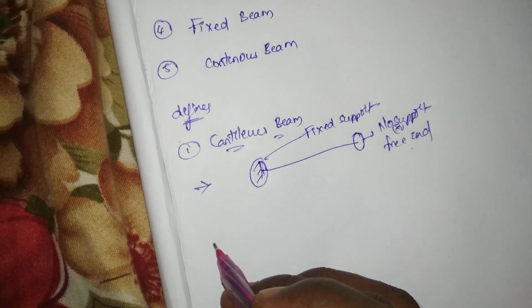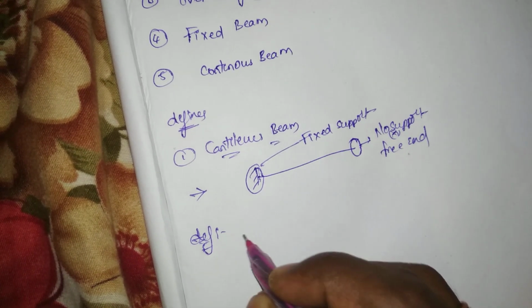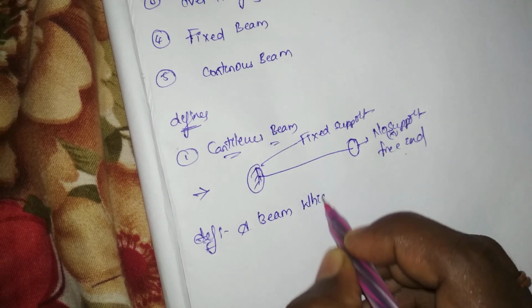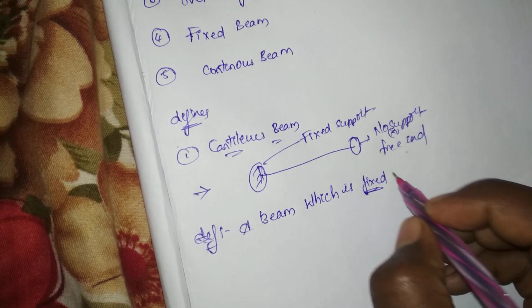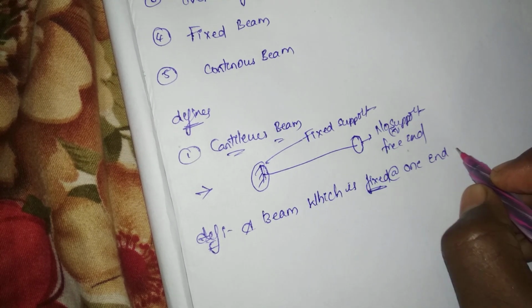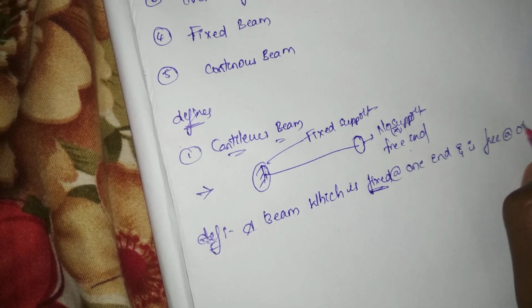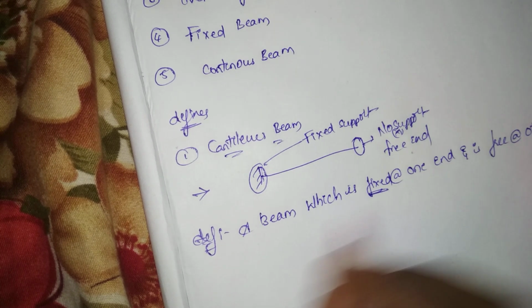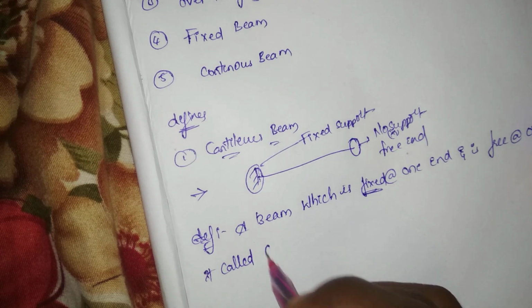Next, definition: a beam which is fixed at one end and free at the other end is called a cantilever beam.